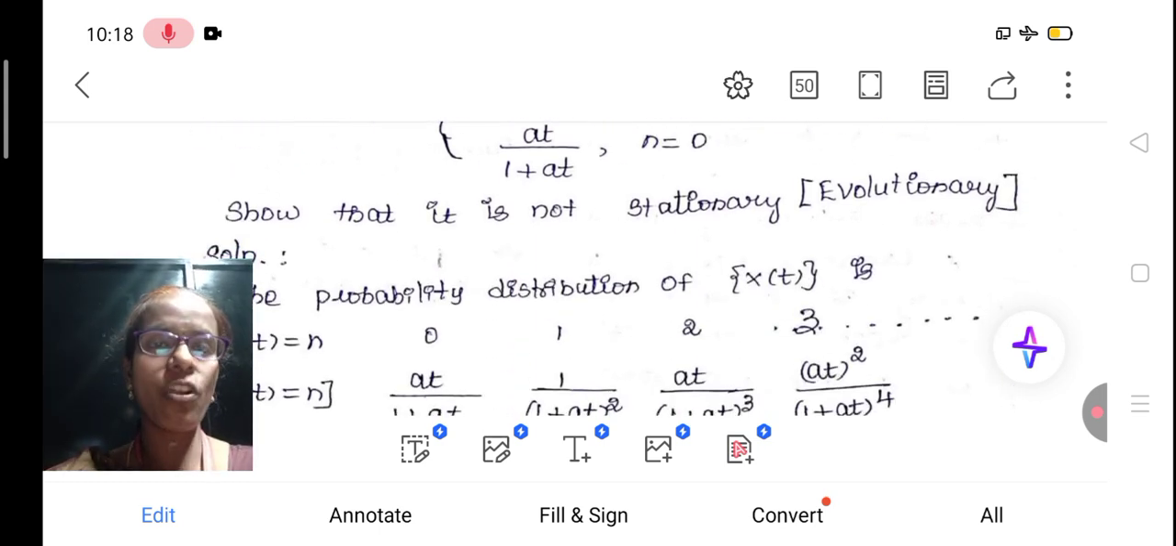Now the question is what? Show that it is not stationary. So we need to verify whether the process is stationary or not. Not stationary means we have to prove it is evolutionary.